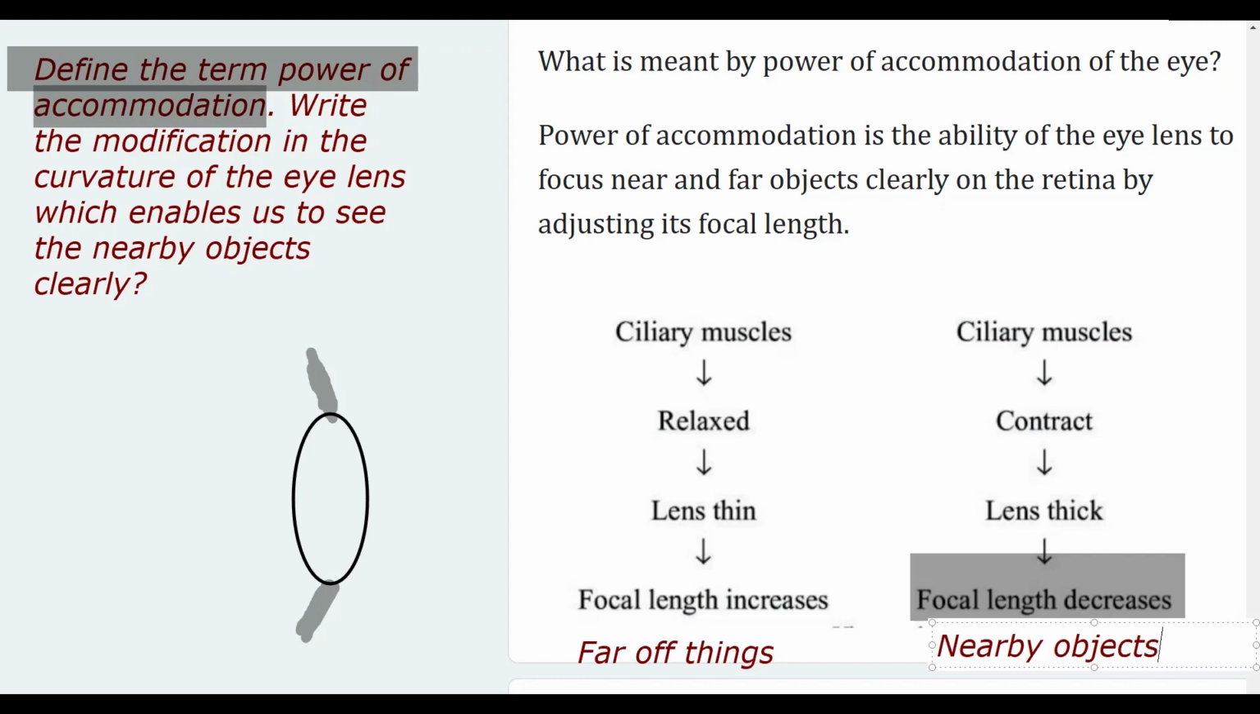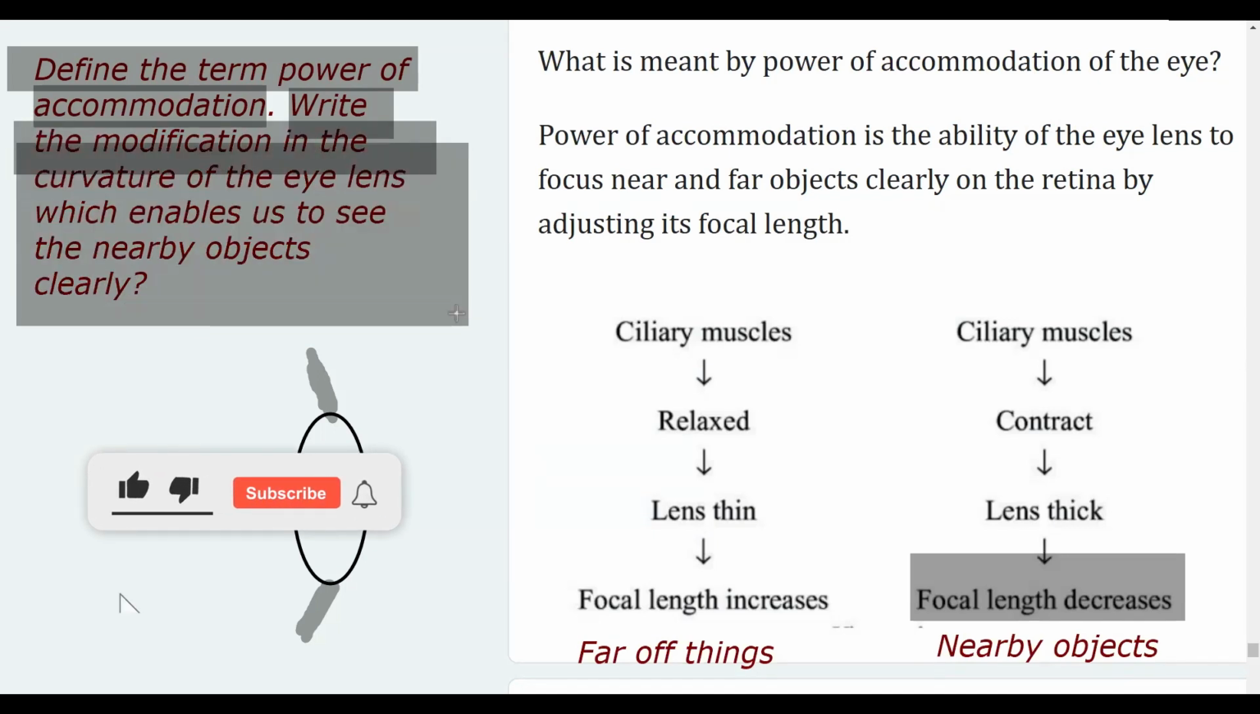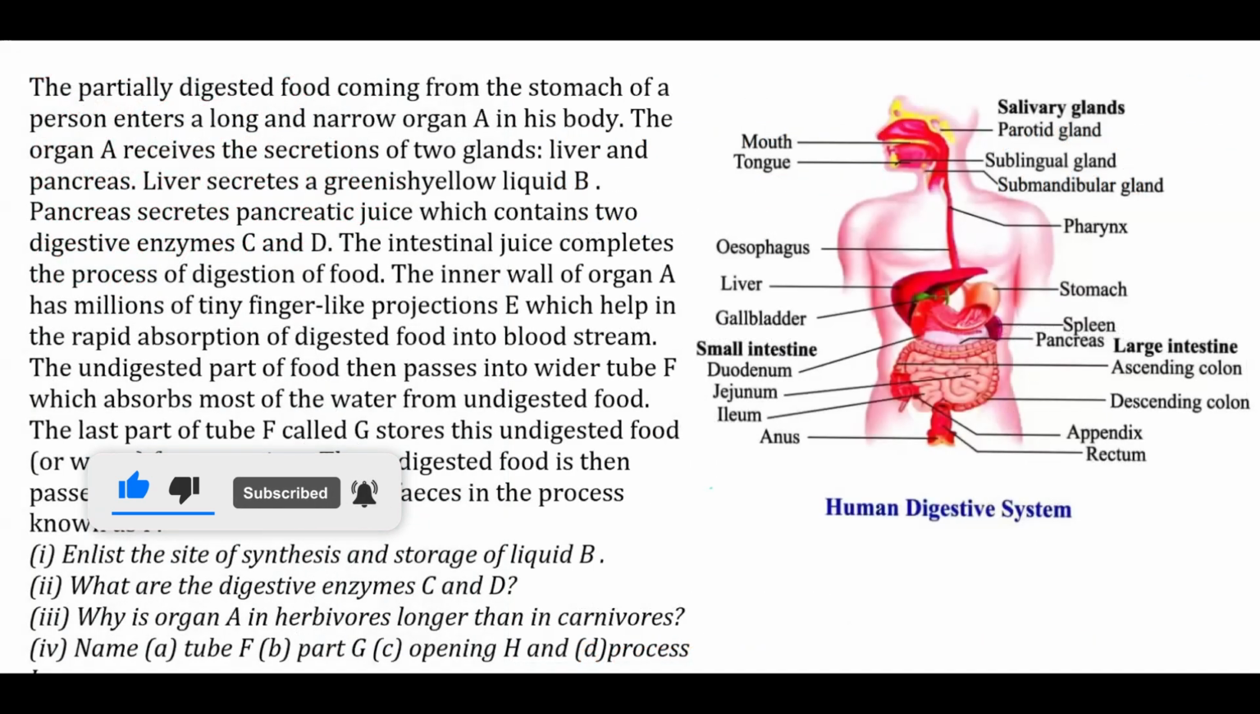You should write the rest of it, that word "clearly". So I think that was the question for the later part. It says to write the modification in the curvature of the eye lens that enables us to see. Now let's begin with the next.